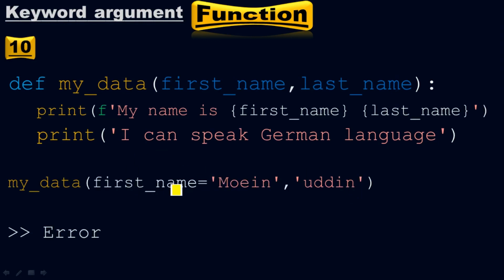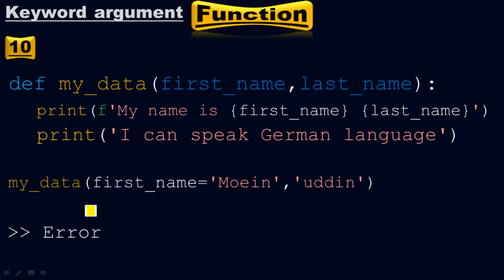But if you put the keyword argument first and then the positional argument, it matters. It will give an error. It won't show an output. Because look at here, we are passing two arguments for a single parameter. Therefore, it will give an error.